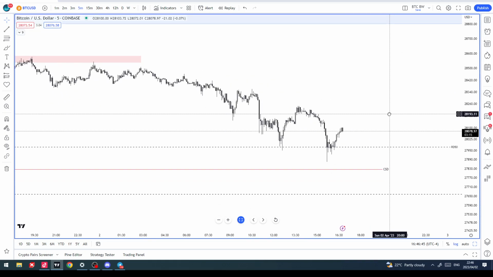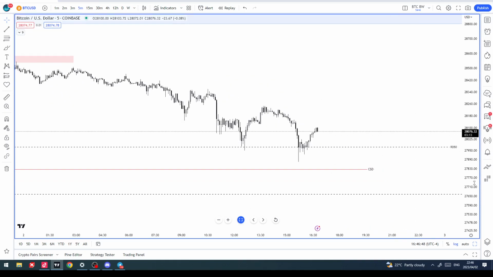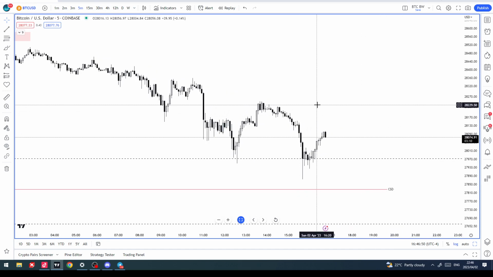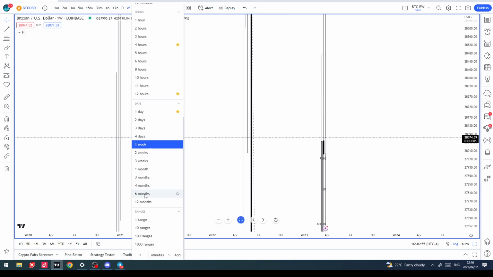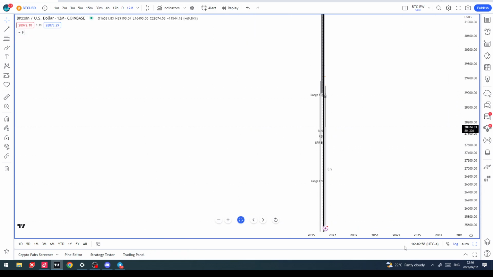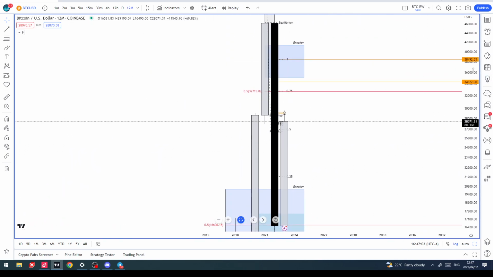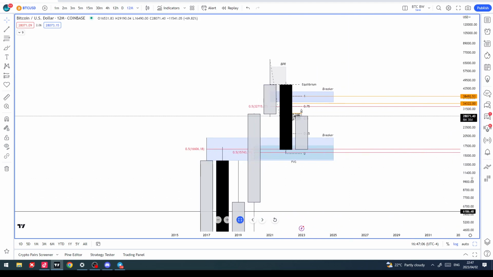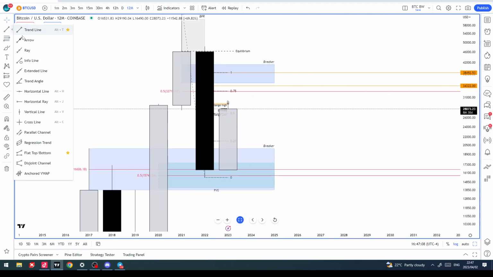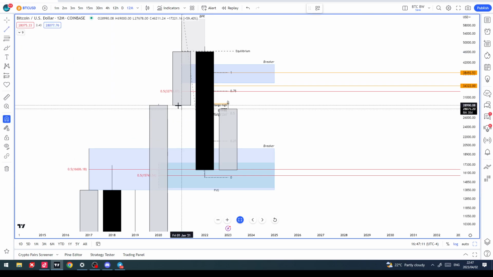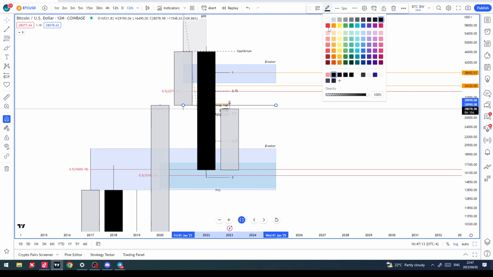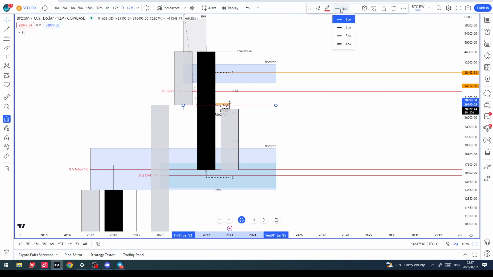Can you put it on the 1 year time frame? 1 year, yes. 12 months. Right, we are actually at the order block. I didn't notice that. Let's draw that out for you. There, and we'll make it big red. And the bottom of the order block there.